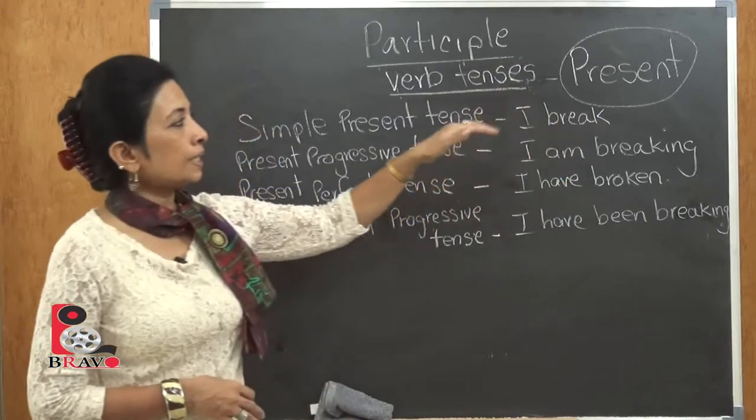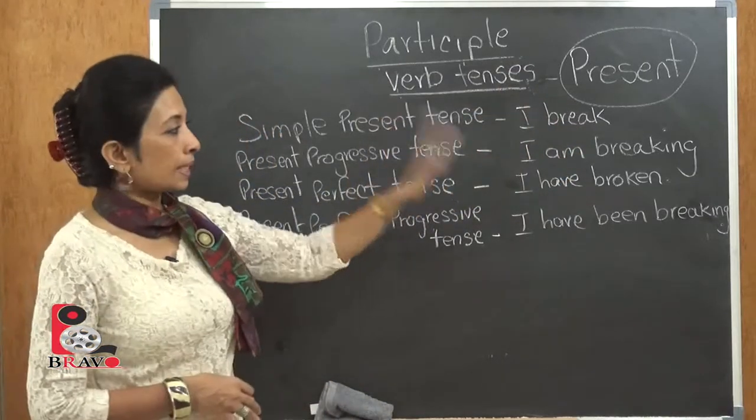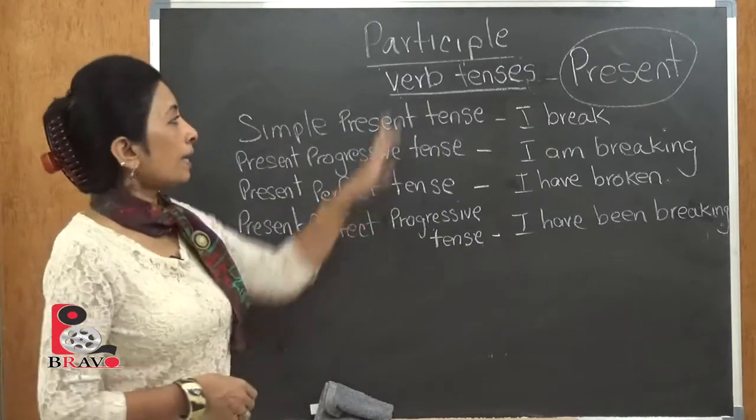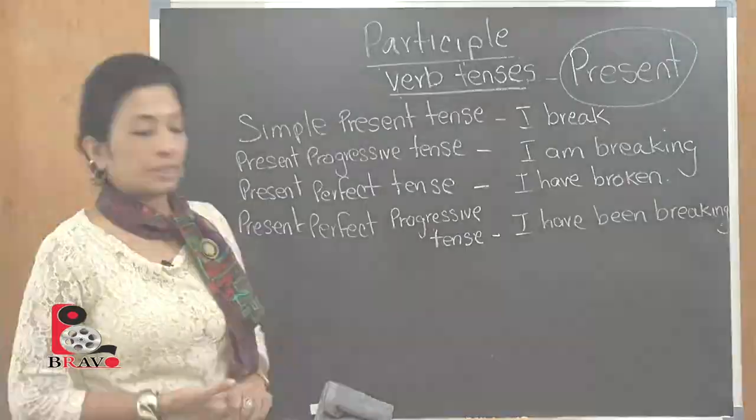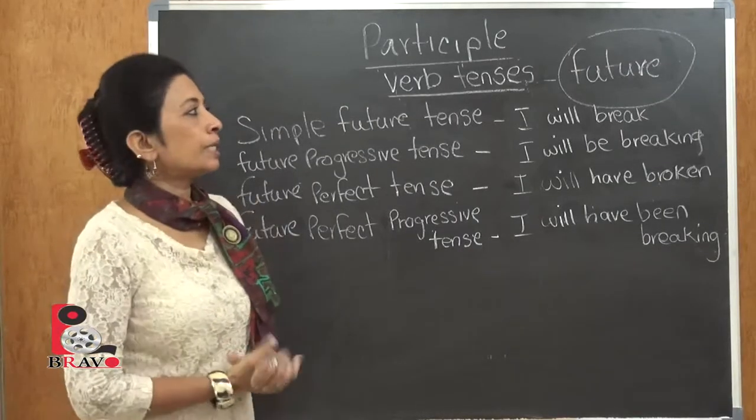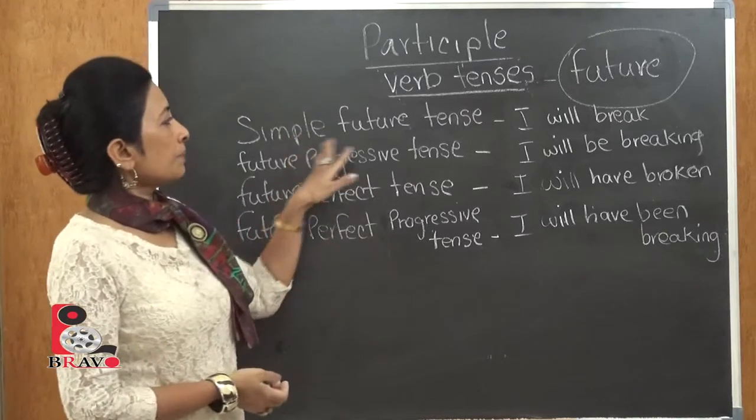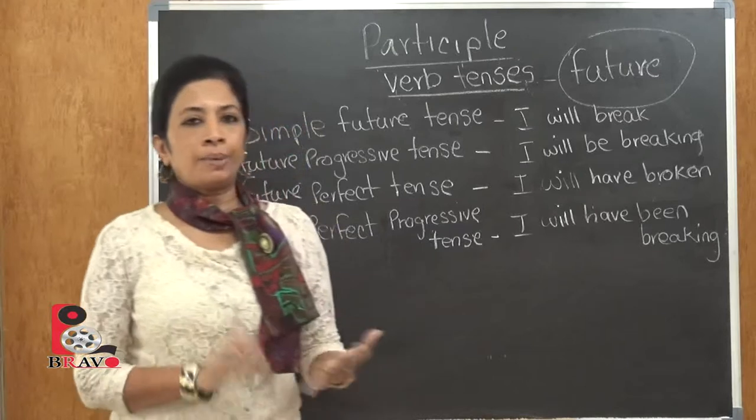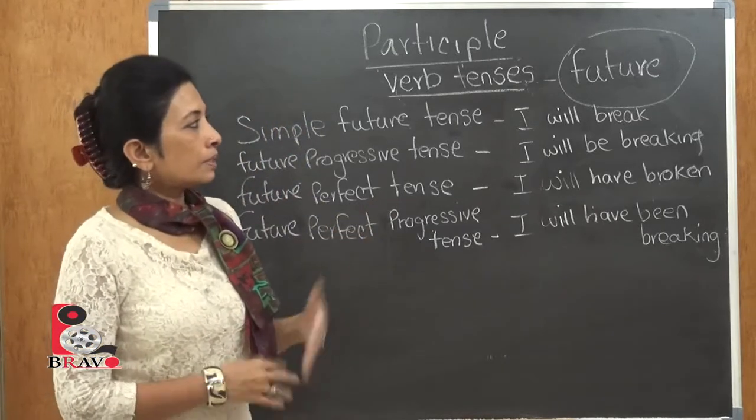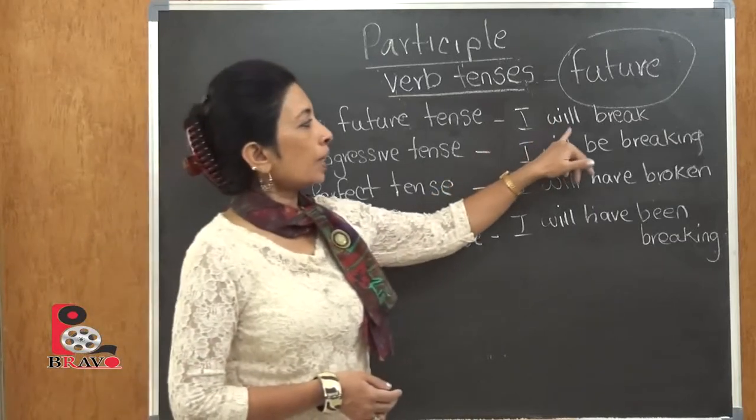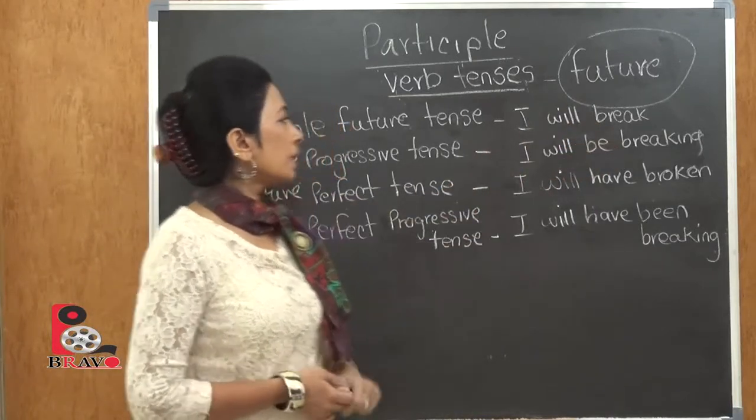Now we are going to see the future tense, how the same word will change according to the future tense and how the verb changes. Now the last one is the future tense. So simple future tense: I will break. So the past tense was I broke, the present tense was I break, and the future tense is I will break because it's going to happen.